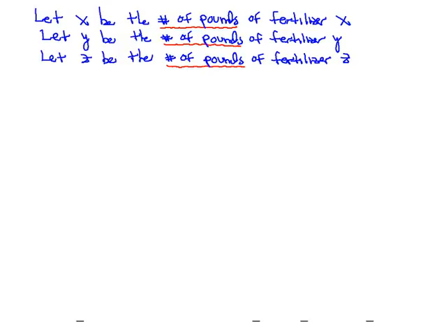Although X, Y, and Z were identified in the table as being the three different kinds of fertilizer, I'd like to be a little bit more specific in terms of what each of those variables actually will represent for the purpose of writing the equations in the system that we need. So I'm going to let X be the actual number of pounds of fertilizer X, Y the number of pounds of fertilizer Y, and Z the number of pounds of fertilizer Z.